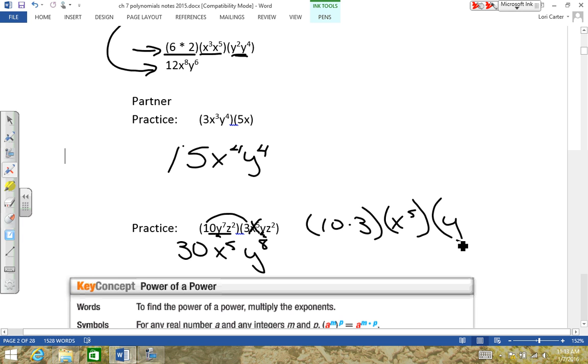How many y's are in the first one? 7. How many y's are in the second one? 1. And then you look at your z's. How many z's are in the first one? 2. But it looks like they're combined.